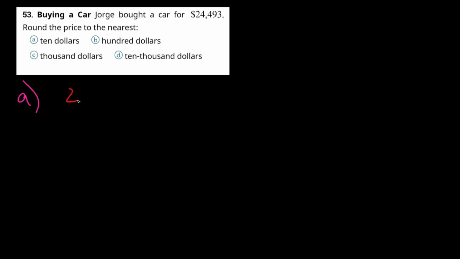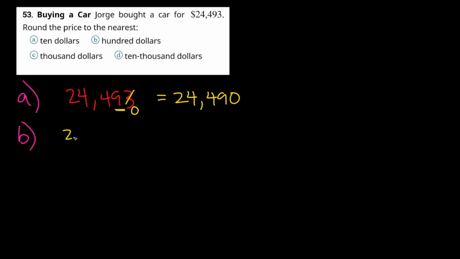We have 24,493. We're going to round to the nearest $10. So we underline the tens place. Look to the digit to its right. It's a 3. That means we are going to round down. And we change all the digits after it to a 0. That means we have 24,490.